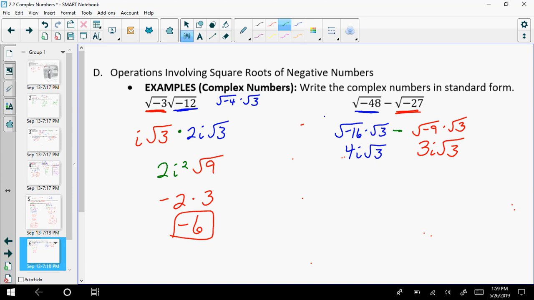And don't forget, there is still subtraction between them. Now remember, to add or subtract radicals, they have to be like terms, which they do happen to be. They are both square root 3's. So 4i square root 3 minus 3i square root 3 would be 1i square root 3. You don't have to write the 1.